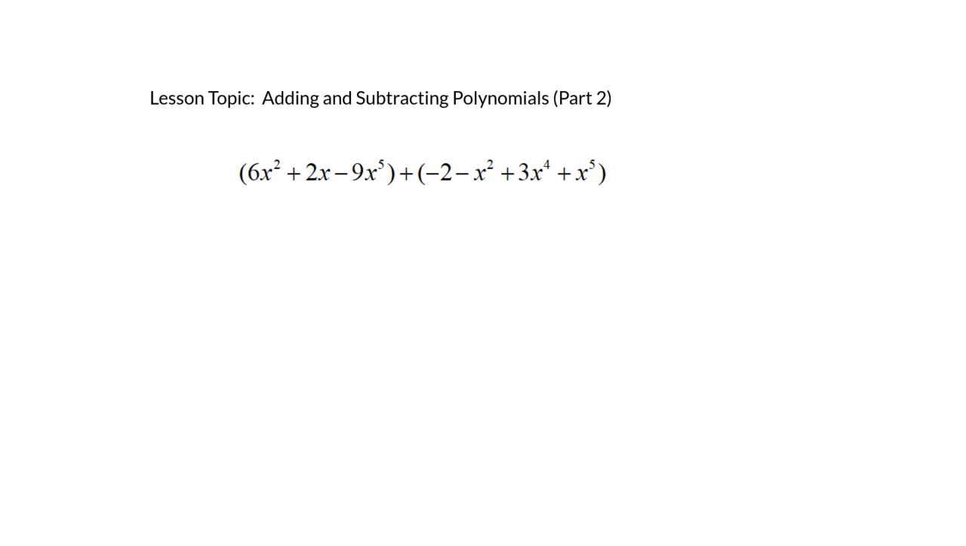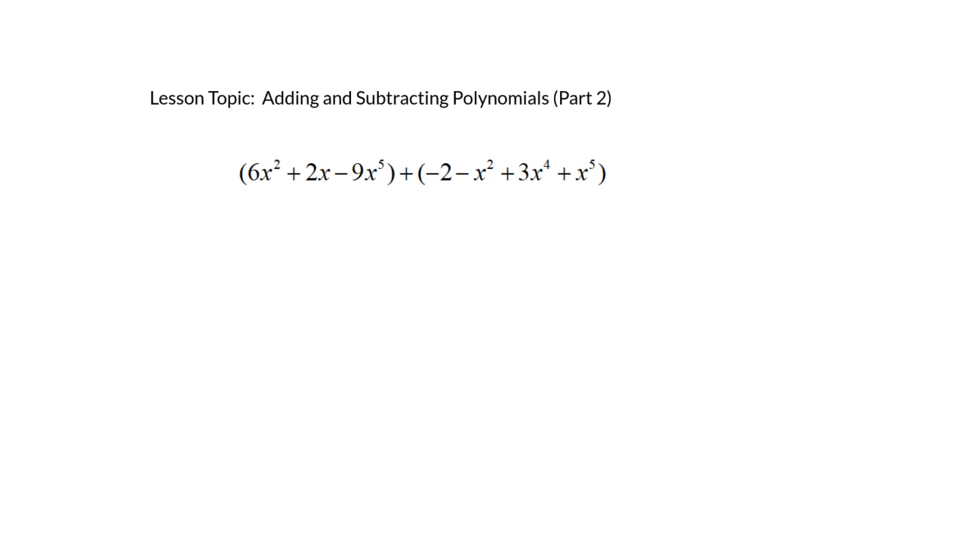The reason for that is in our previous lesson on adding and subtracting polynomials, I had the same like terms in this set of parentheses as I did in this set of parentheses. So for example, if this was a 6x squared right here, then this would have been an x squared term here. Maybe it was negative 2x squared, but they matched. They were like terms. As you can see in this example, that is not the case.